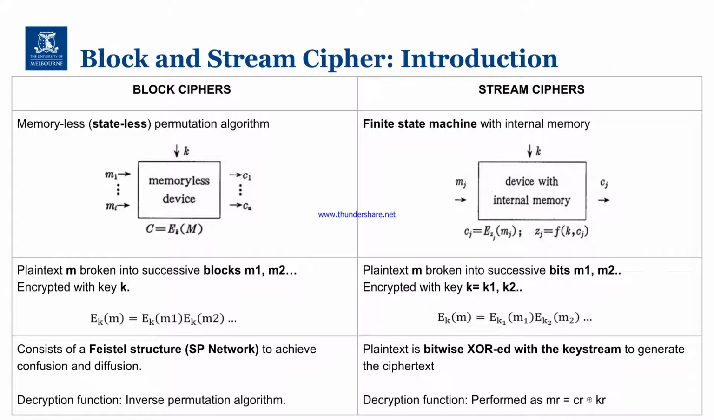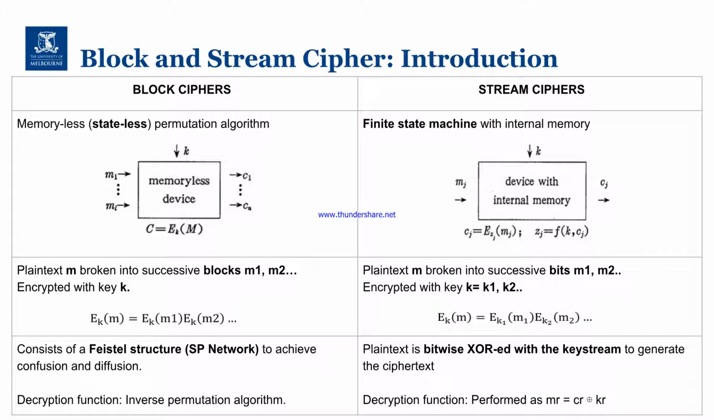In terms of block and stream ciphers, the block cipher breaks down the plain text M into successive blocks of fixed size, and then encrypts with a single key K. In comparison, the stream cipher breaks down the data into bits and then encrypts each bit with a key stream K. The main difference here is that a block cipher is a stateless permutation algorithm, a memoryless algorithm, whereas the stream cipher has an internal memory and is a finite state machine.